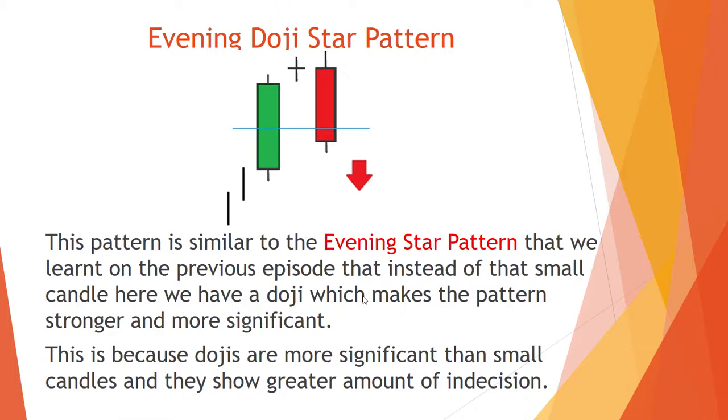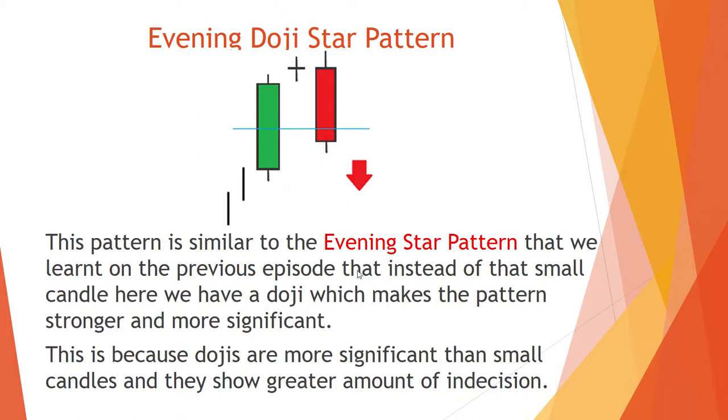The other one we are going to look at is the evening doji star pattern. This pattern is similar to the evening star that we saw in the previous episode, but instead of that small candle, we have a doji, which makes the pattern stronger and more significant. If you want to check the last episode, I'll link it in the description below, so you can go and see what the evening star means.